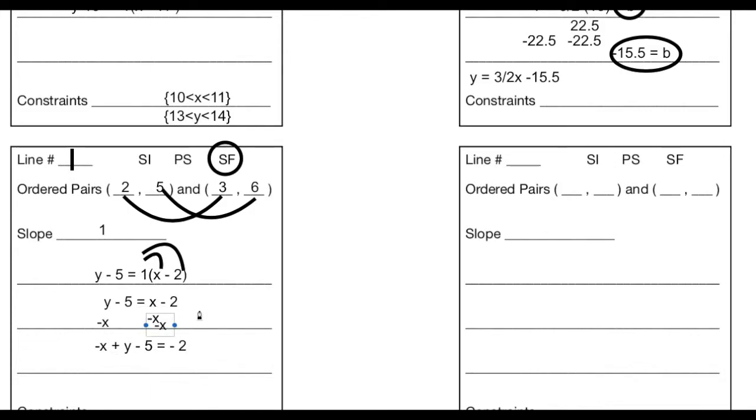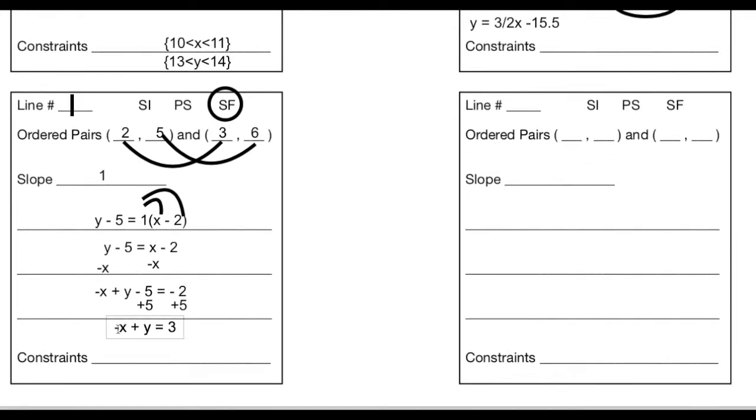The next step will be to get rid of that negative 5 by adding 5. So plus 5 and plus 5 to this side. What we're left with is negative x plus y equals a positive 3. And that coefficient of the x should not be negative, so I'm going to multiply the whole thing by negative 1, making negative x a positive x, y a negative y, and 3 a negative 3. So that is your equation written in standard form.